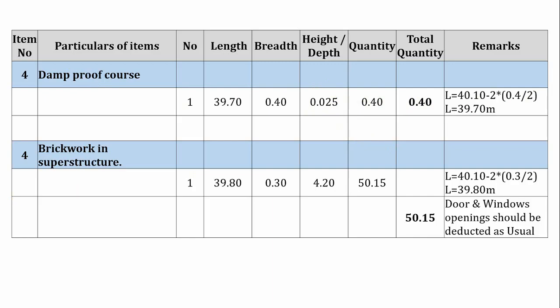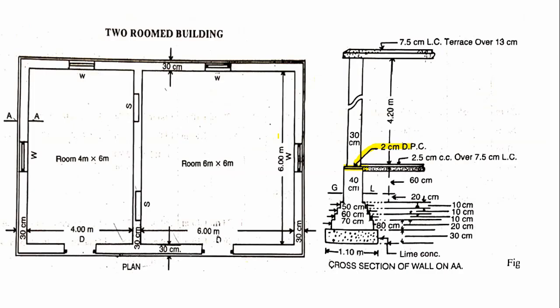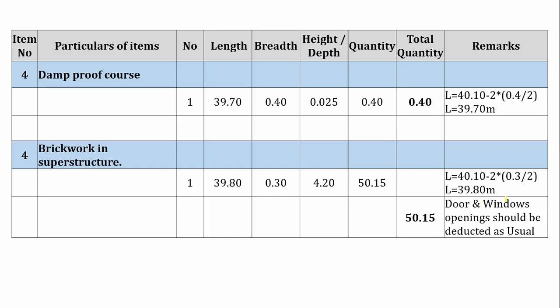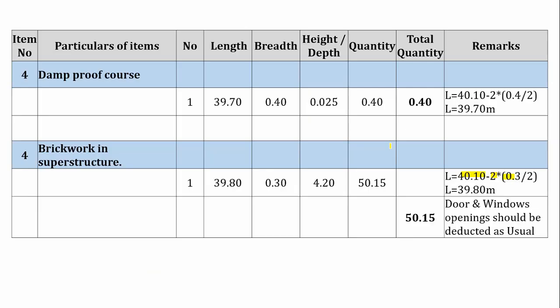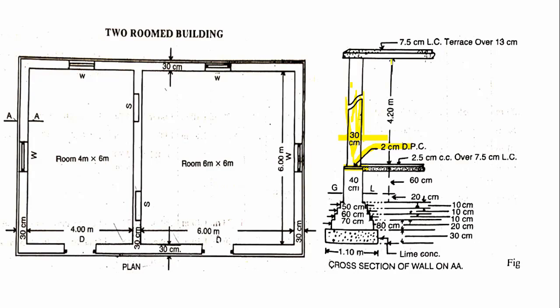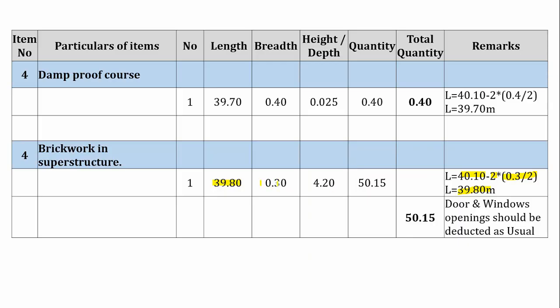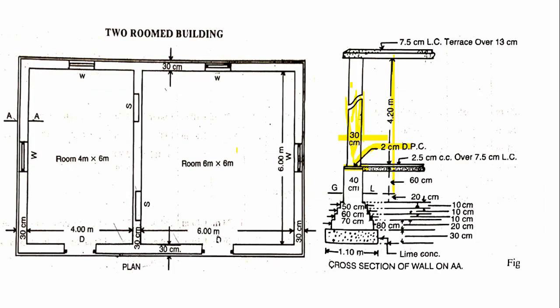Next we'll calculate the brick work. Again, same formula, center to center length minus n into b divided by 2. Width of the wall is how much? 30 centimeters. Therefore, 0.3 divided by 2, 39.8. Width is 30 centimeters. Depth is 4.2 meters. If you multiply, you'll get answer as 50.15 cubic meters. This is the quantity of brick work.